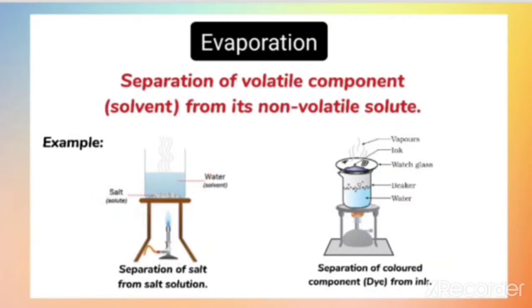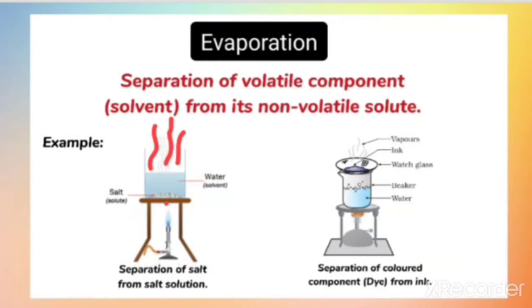If we heat the content here, the water, being volatile, gets vaporized, that means it forms vapors and leaves the beaker, and at the end we can see that the salt remains at the bottom of the beaker. That means we can separate the water and the salt from the salt solution by the method called evaporation, because here the evaporation process is going on.